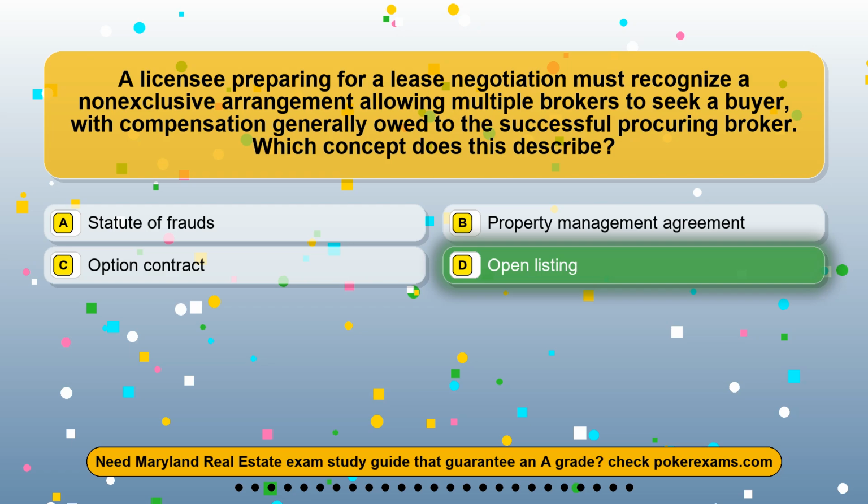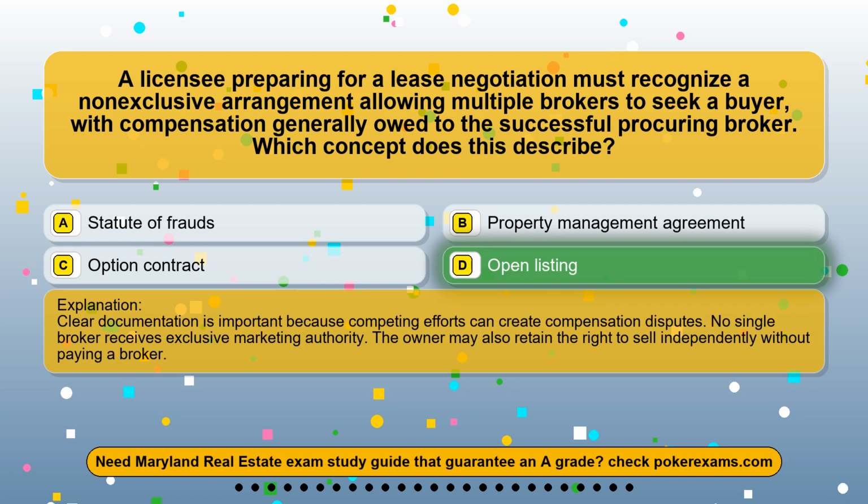The correct answer is option D, open listing. Clear documentation is important because competing efforts can create compensation disputes. No single broker receives exclusive marketing authority. The owner may also retain the right to sell independently without paying a broker.